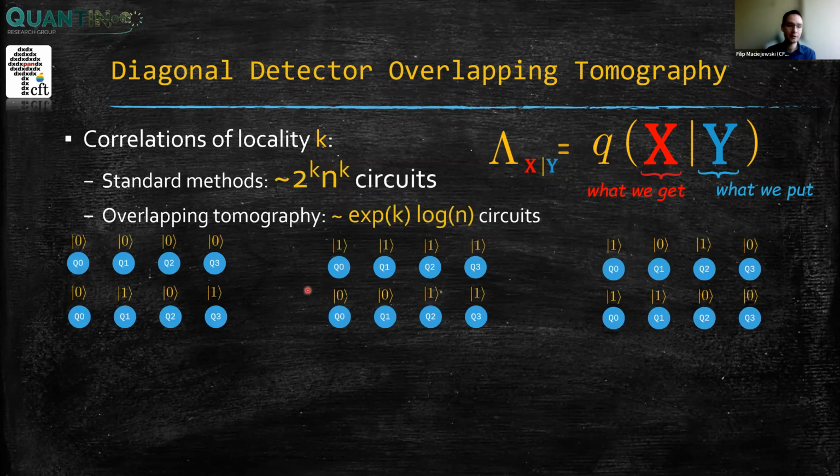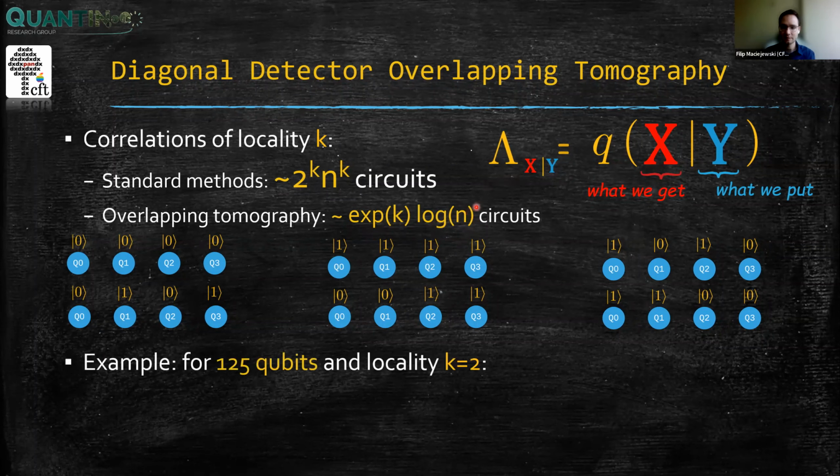And in this approach, if you allow for doing this not separately but in parallel on multiple subsets, you get exponential reduction in the number of circuits. Now the number of circuits that you need still depends exponentially on the locality, on the size of those k-qubit subsets, but it only depends logarithmically on the device size. So this is very good.